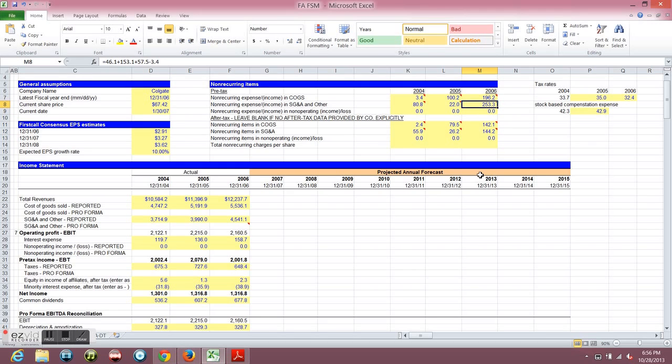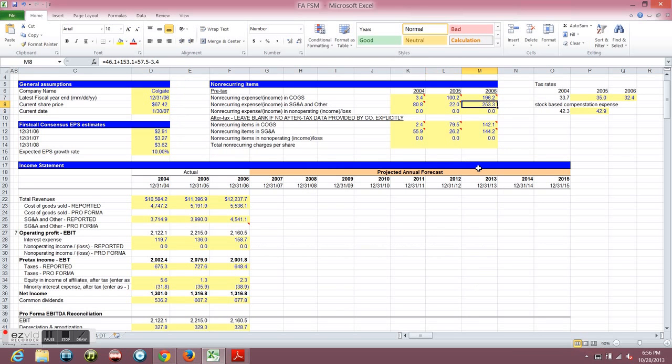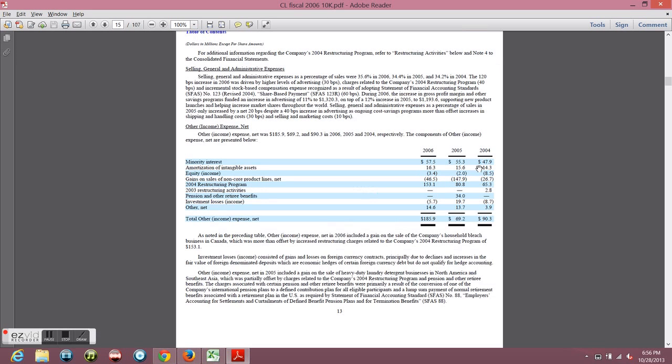What I'm going to show you guys is how I figure out which one is minority and which one is not. Apparently I actually put in the numbers 46.1, 153.1. Okay. So what I did right now was I added back minority interest and I subtracted out equity income.